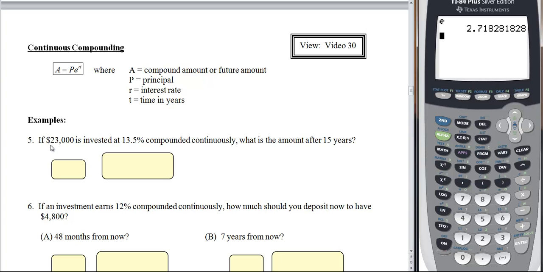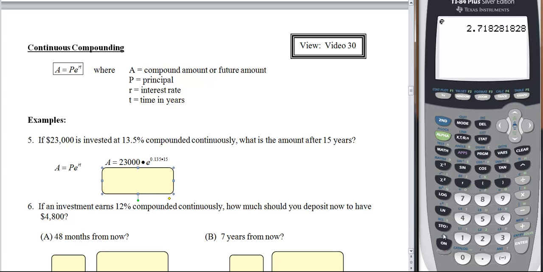Some examples. If $23,000 is invested at 13.5% compounded continuously, what is the amount after 15 years? In order for me to use that formula, I have to have that word. So this is the formula I'm going to be using, putting the values in the appropriate position like we've done before. I'm going to have A equals 23,000 times e raised to the 0.135 times 15.